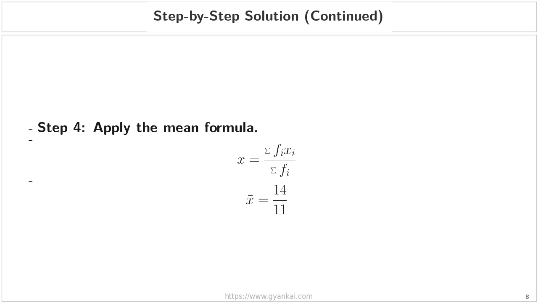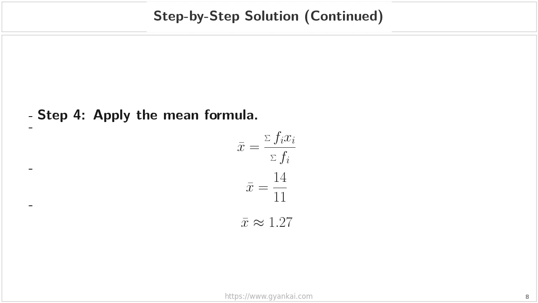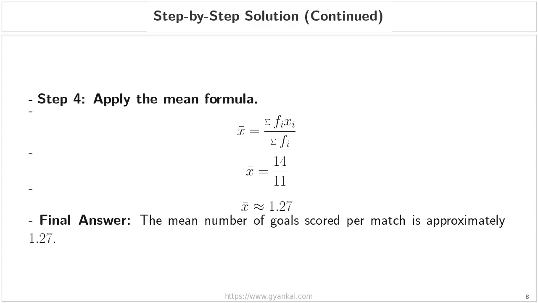Plugging in our specific values, we get x bar equals 14 divided by 11. When you perform that division, you get approximately 1.27. Therefore, our final answer is that the mean number of goals scored per match is approximately 1.27. As we move to the next slide, keep this calculation in mind, as I will highlight some common pitfalls students encounter when working with these types of formulas.